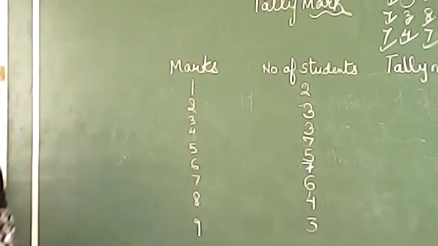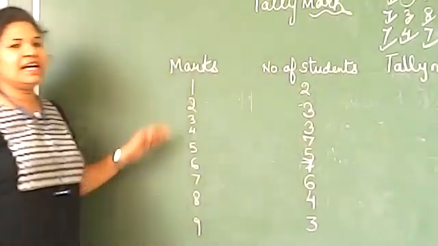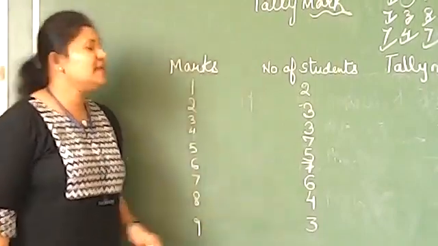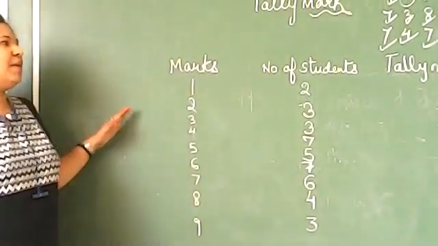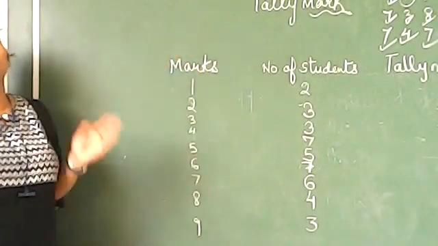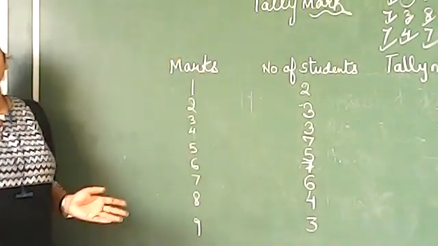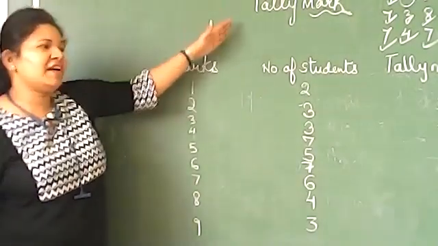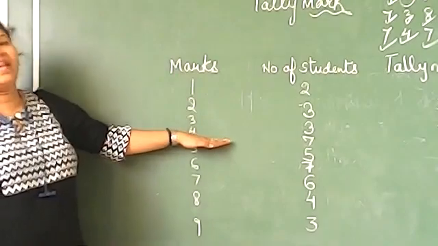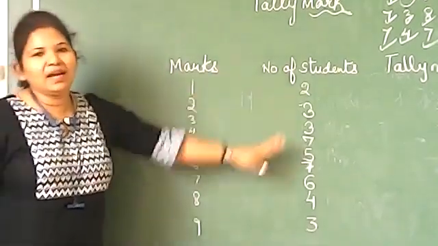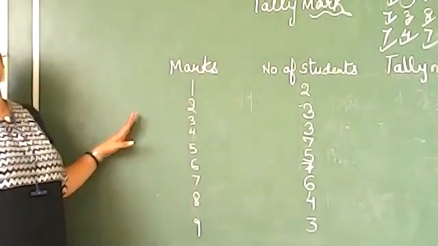Now you can see here, I have written one side marks, and on the other side the number of students who have got it. Now remember beta, the question which was given earlier was in the raw data form. But right now we are arranging that raw data into the form of an array. Array means arranged data. अभी हम क्या कर रहे हैं? We are arranging the data. So this is called arranged data.